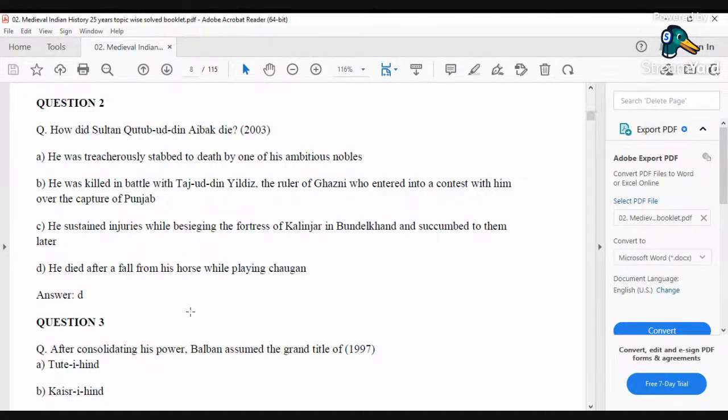Chaugan was the beginning of polo. Now it has become quite professional. It has acquired a professional touch, but it was earlier known as Chaugan. So he died after a fall from his horse while playing Chaugan. That is how Qutbuddin Aibak died.